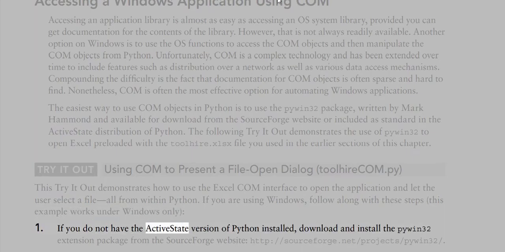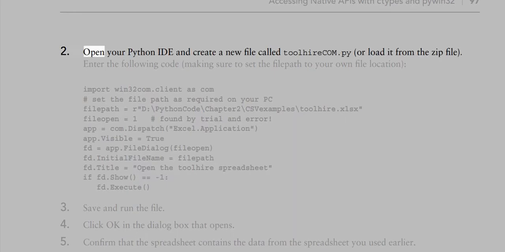1. If you do not have the ActiveState version of Python, install pywin32. 2. Open your Python editor and import win32com. 3. Save and run. 4. Click OK.